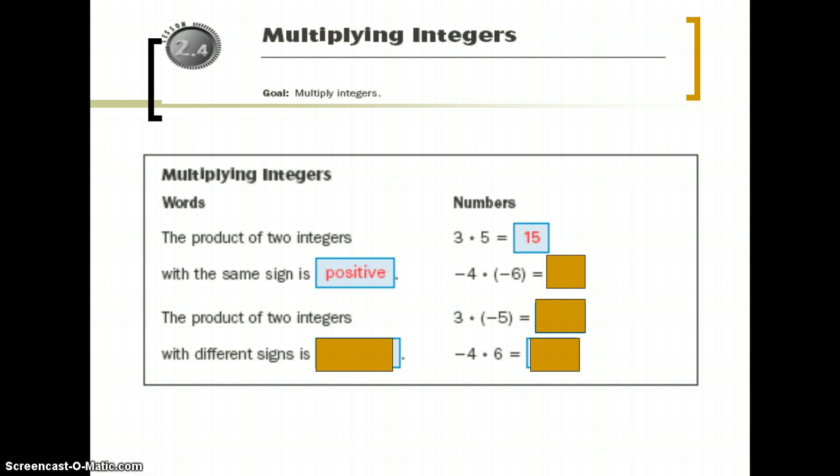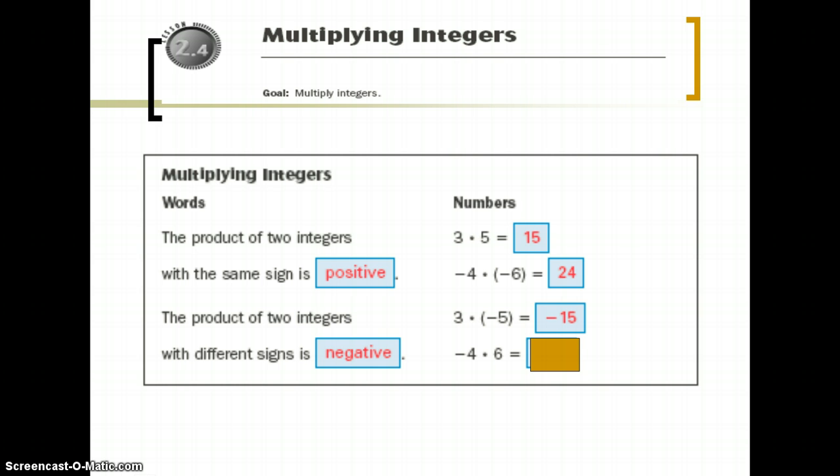Negative 4 times negative 6 would equal 24. Same sign, both negative, would equal positive 24. The product of two integers with different signs, 3 times negative 5, would be negative 15. Different signs equals negative answer, no matter where the negative is.